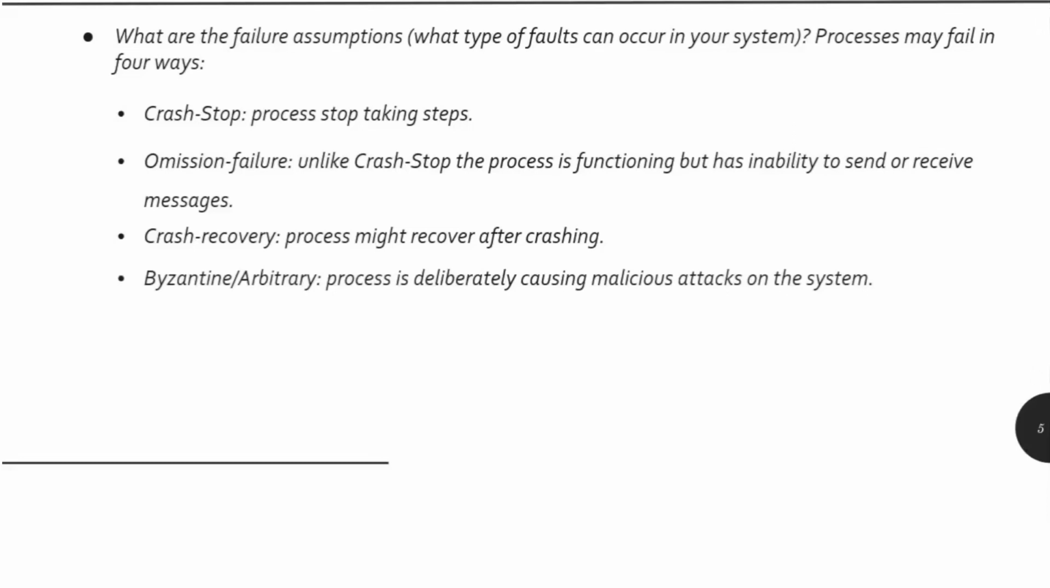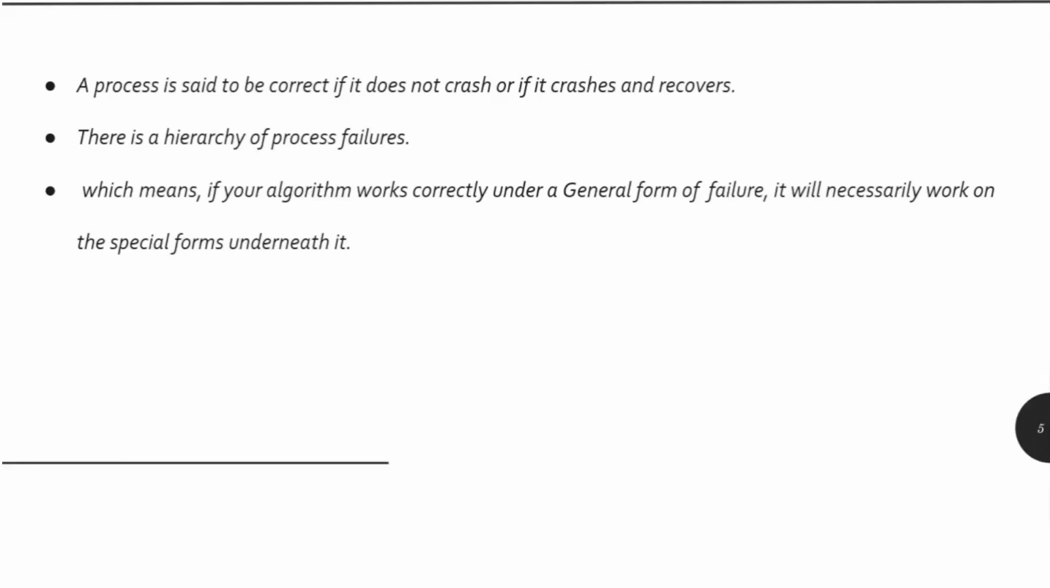And then we got Byzantine or arbitrary faults. We have some processes that are deliberately causing malicious attacks on the system. Could be a hacker or a virus. So in general, someone is trying to break the system. So a node could be called a Byzantine node if it is malicious. It is trying to work against the goals of your system. A process is said to be correct if it does not crash, or if it crashes and recovers. But if it just crashes, it is called a faulty node, not a correct node.